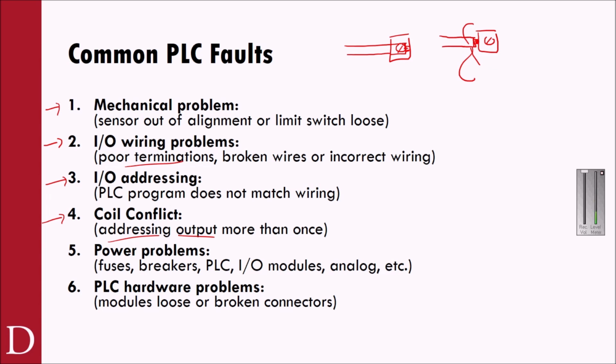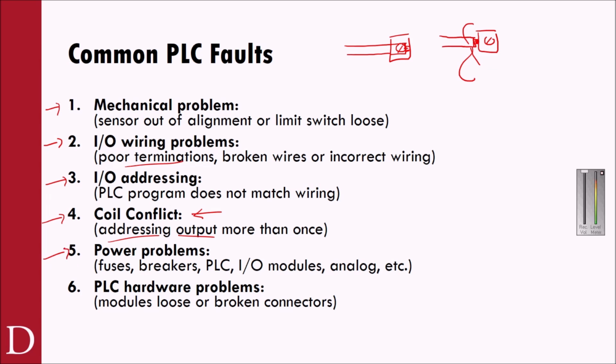And so you go to read inputs, execute program, diagnostic communications, update outputs. When we go to update outputs, the last thing written to that register is what's actually going to happen. So we can address the inputs as many times as we want, but when it comes to a coil, we really only want to address that output instruction one time.